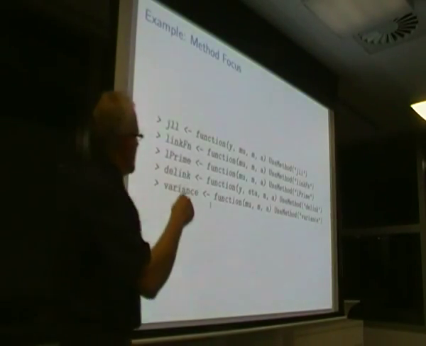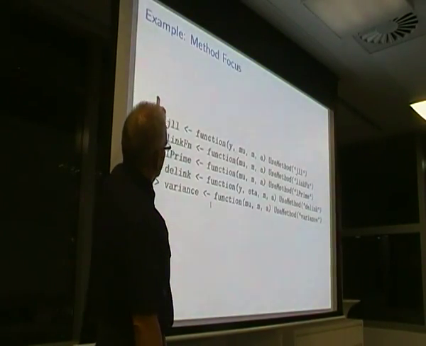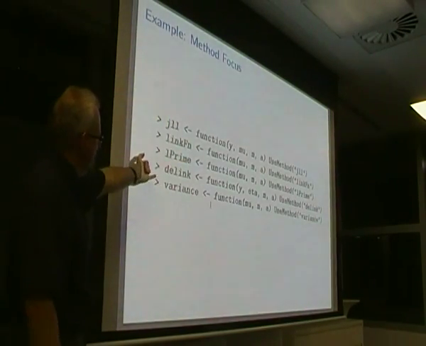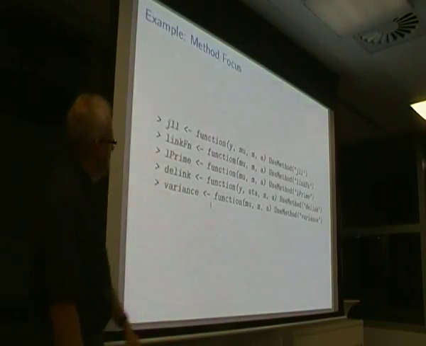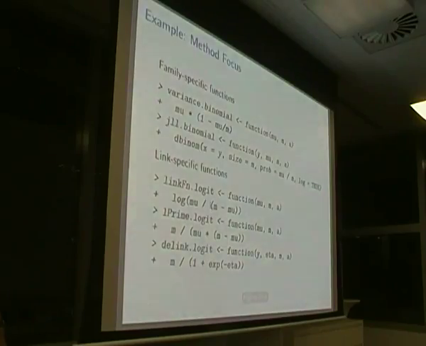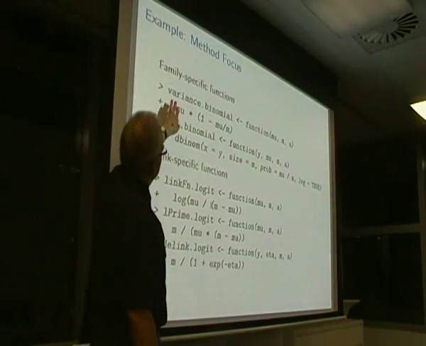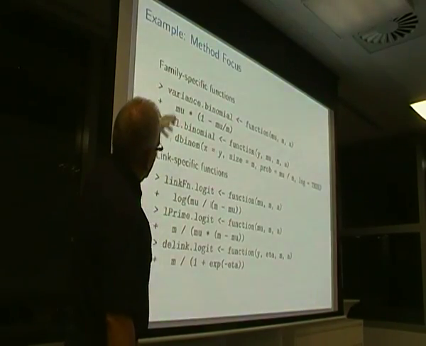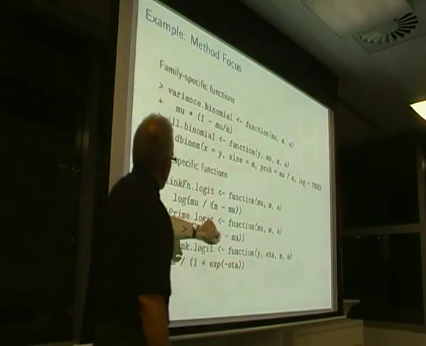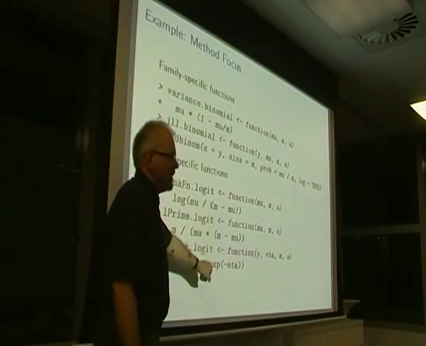So this is a method-focused example. I'm writing a whole bunch of generics for the joint log likelihood of a function, for the link function, for the first derivative of the link function, for the unlinked function, and for the variance of the family. So these are just generic functions. And if I want to write a logistic regression function, I'm going to write specific versions of the joint log likelihood and the variance that correspond to the binomial distribution. And I'm going to write specific versions of the link functions that correspond to the logit.